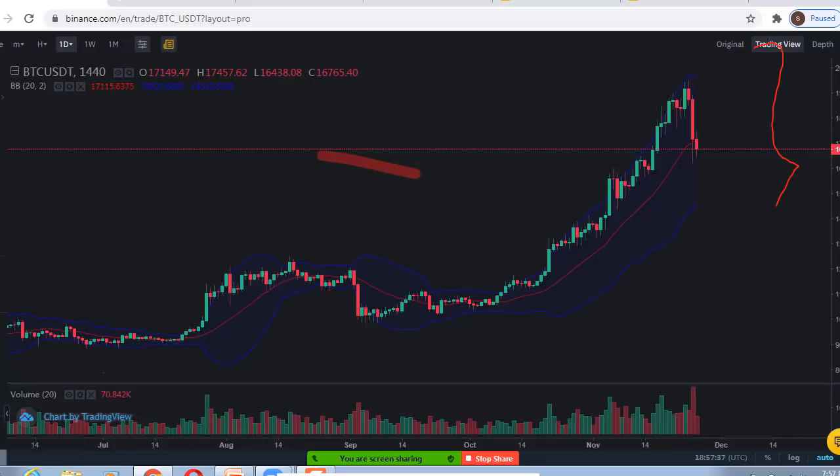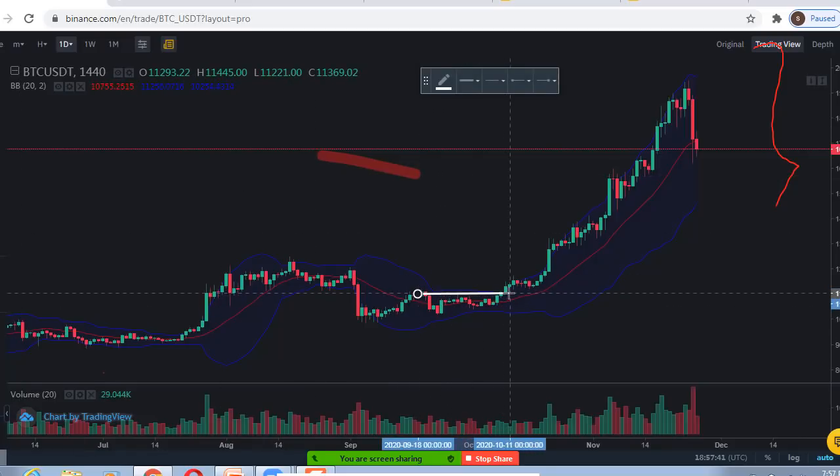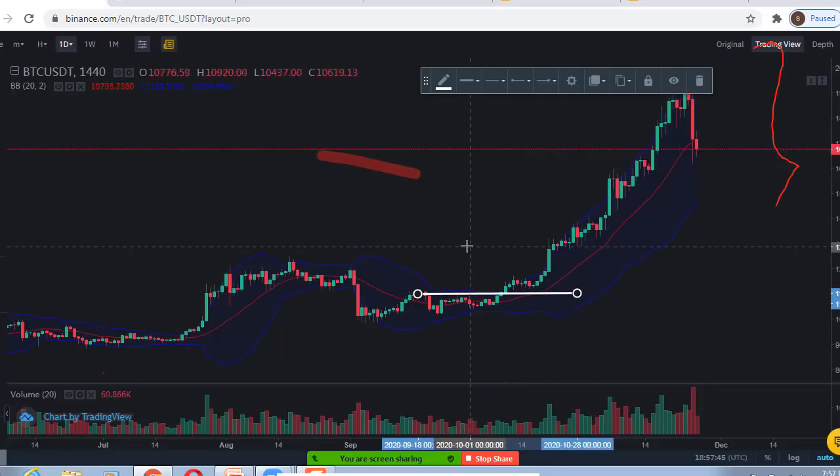Now, if you enter immediately after the breakout, at this level, it means you are aggressive. Now, in trading, we have two types of traders, aggressive traders and conservative traders.